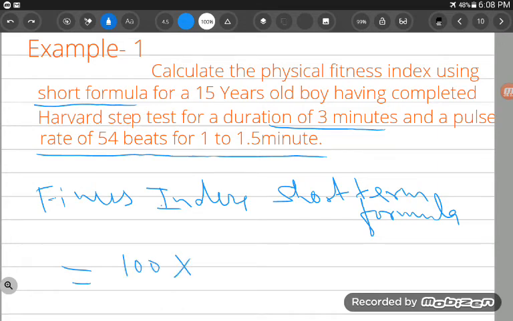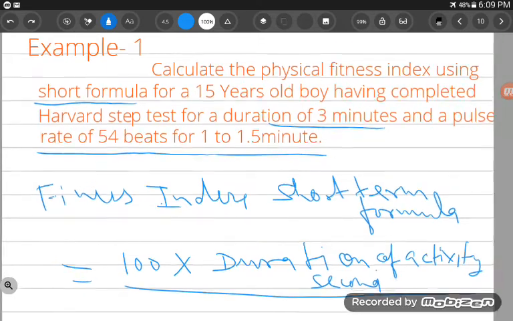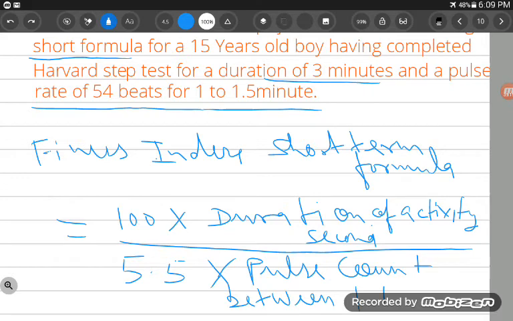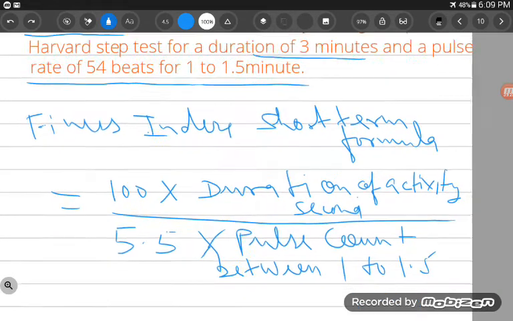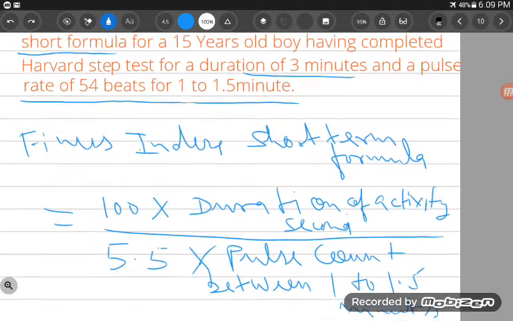100 multiply duration of activity. It should be in seconds, but here it is given in minutes, so you will convert it, upon 5.5 multiply pulse count between 1 to 1.5 minutes.